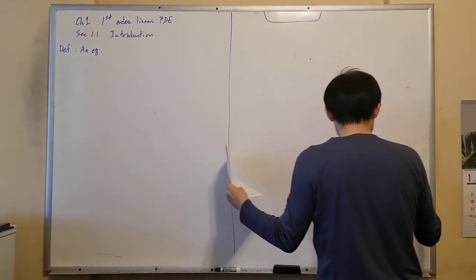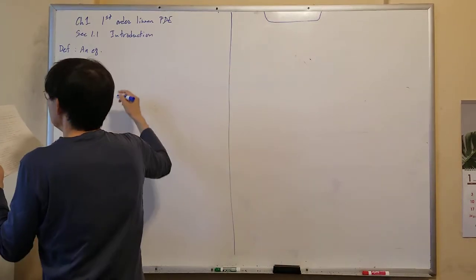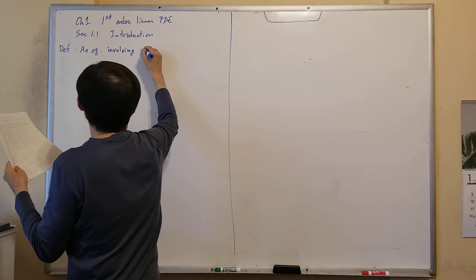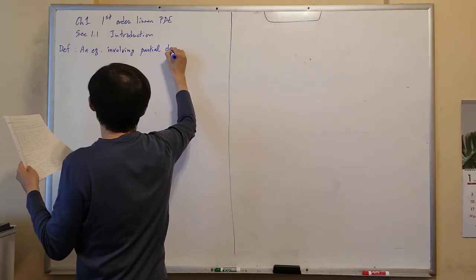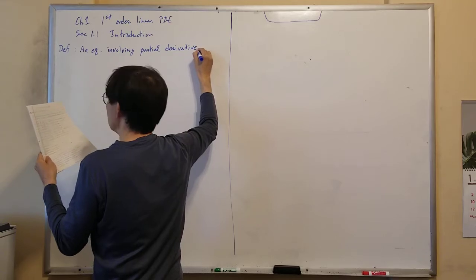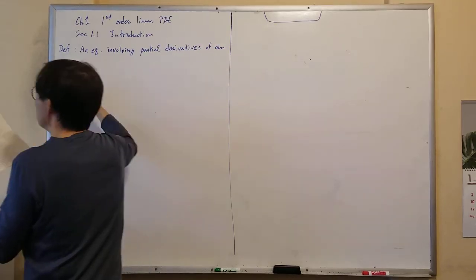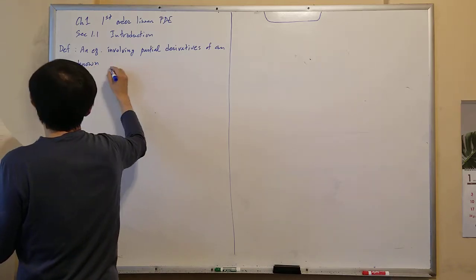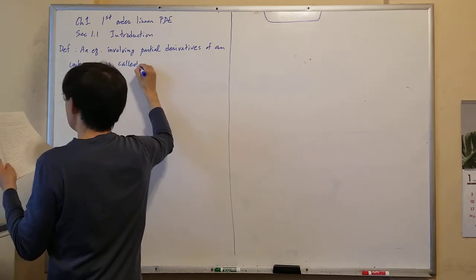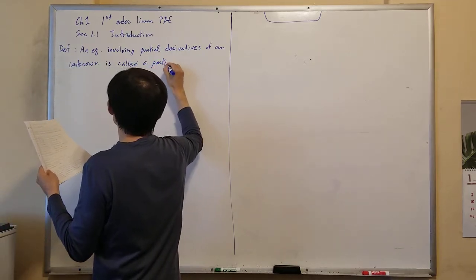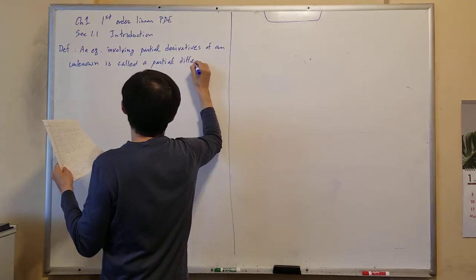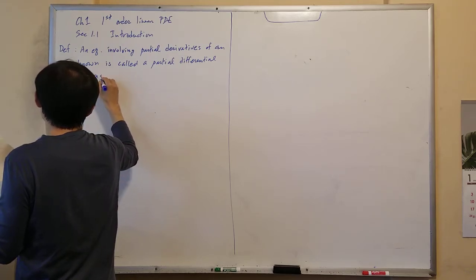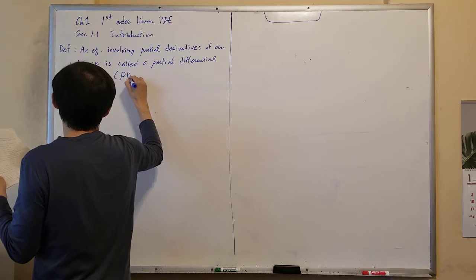An equation involving partial derivative of unknown quantity, unknown, is called a partial differential equation. In short, we call it PDE, partial differential equations.